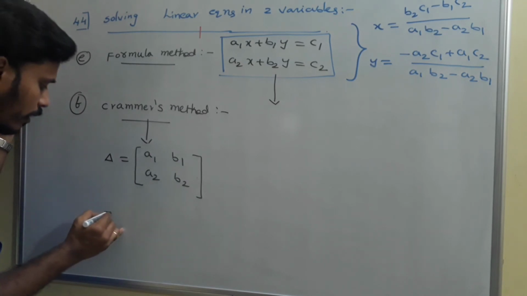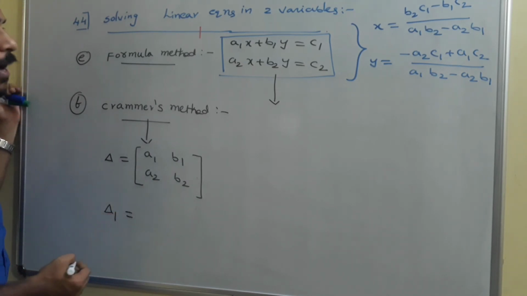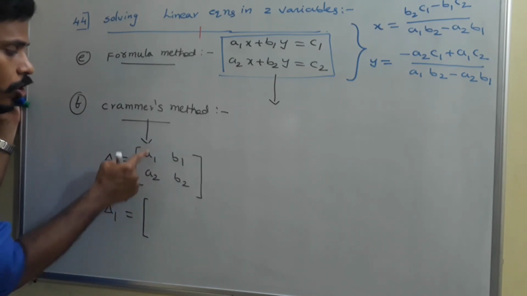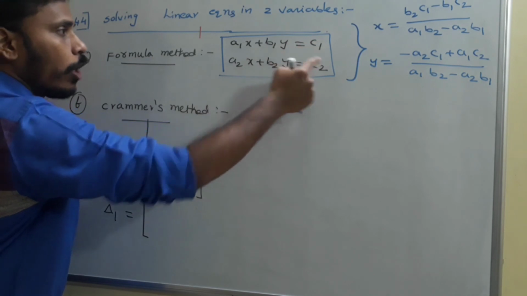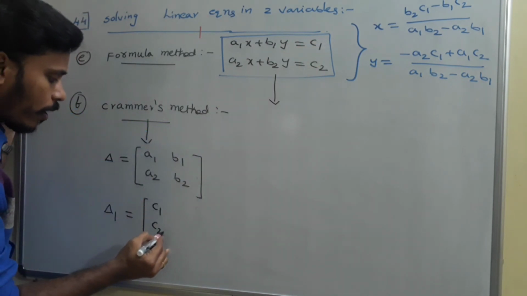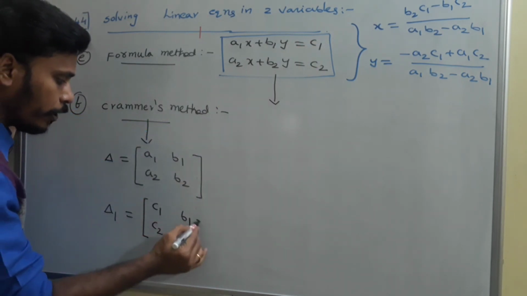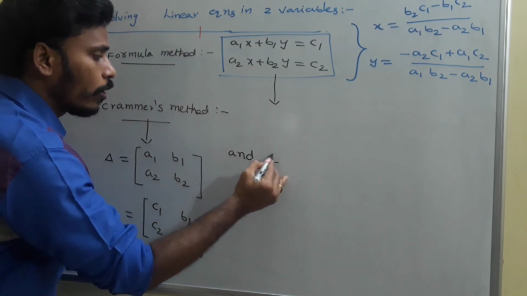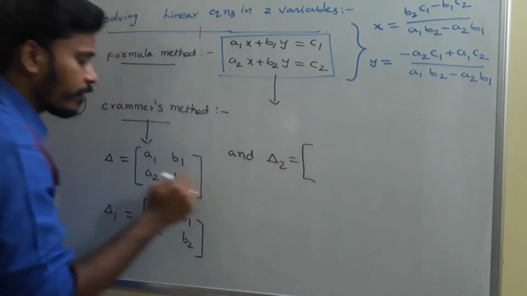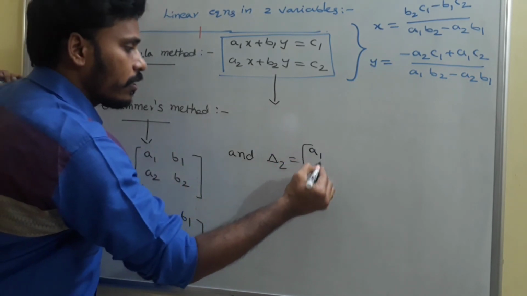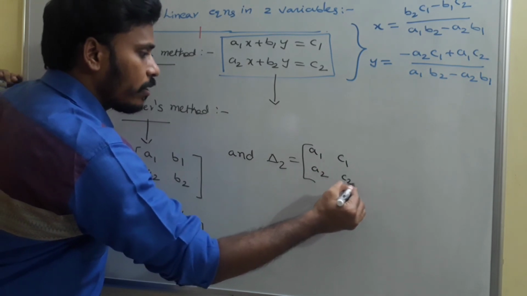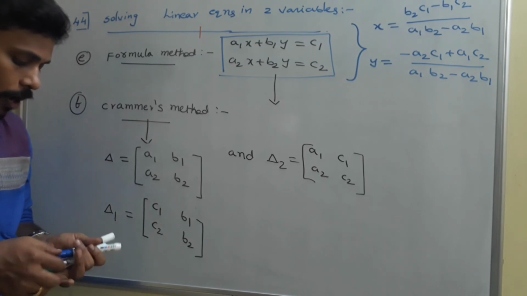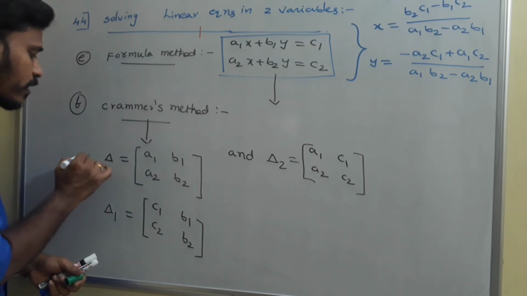And then delta 1. Delta 1 is a matrix with the first column A1, A2 rewritten with the constants C1, C2. Delta 1 is C1, C2, B1, B2 according to Cramer's method. And delta 2 is simply rewriting the second column with C1, C2. The first column is A1, A2, and the second one is C1, C2. Delta, delta 1, delta 2 are simply notations. We need to accept them like this.